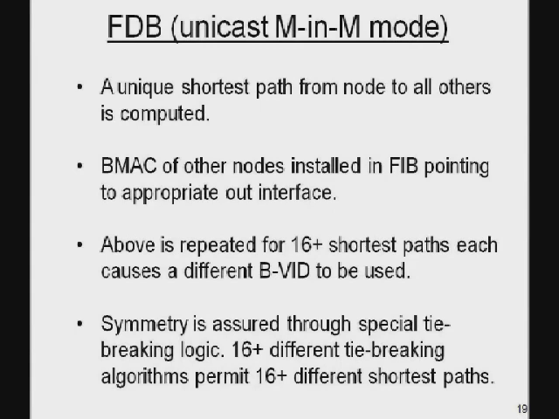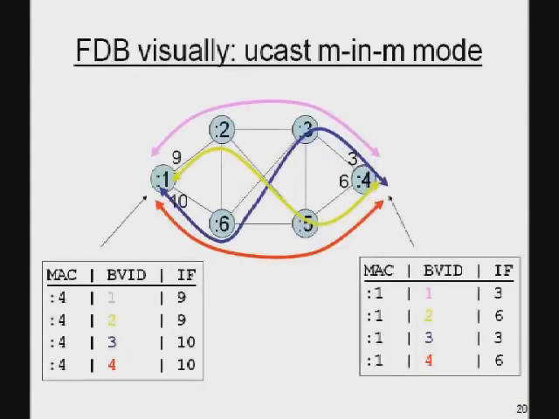We allow this to be repeated for 16 possible shortest paths, and so in a network you might theoretically use 16 B-VIDs total, even if you had 1,000 nodes, to allow you 16 ECMP paths across the network. The symmetry of routing, which is one of the properties here, is assured through special tie-breaking logic, and the 16 different tie-breaking algorithms for equal cost shortest paths allow us to produce 16 different, reasonably diverse routes.